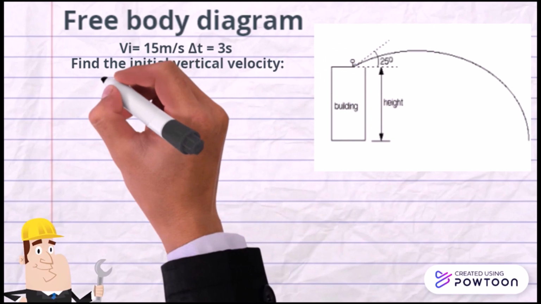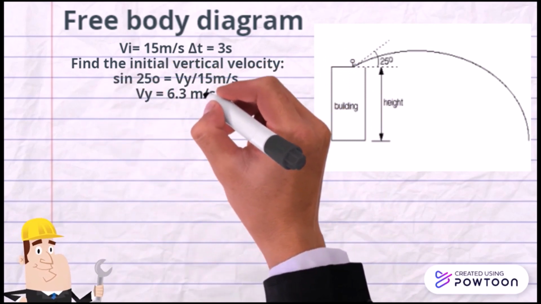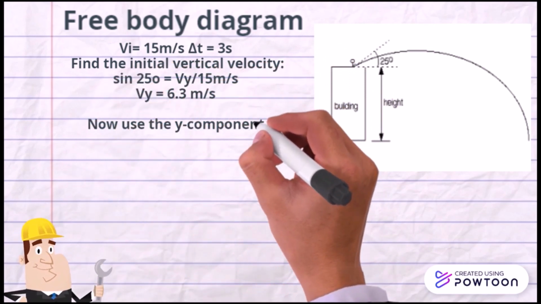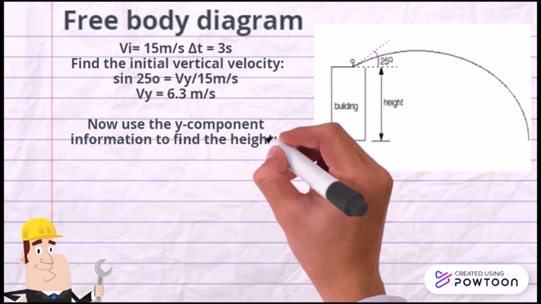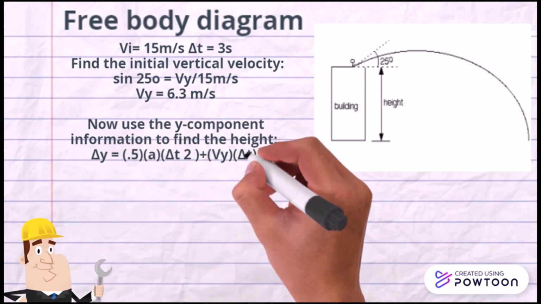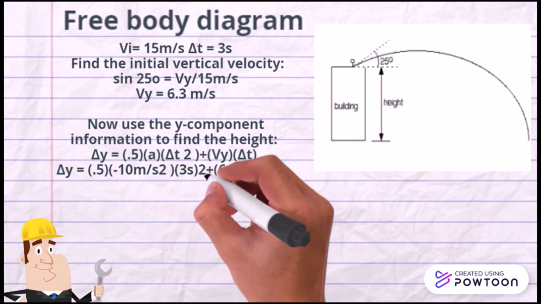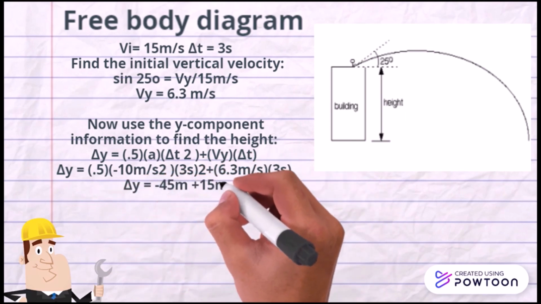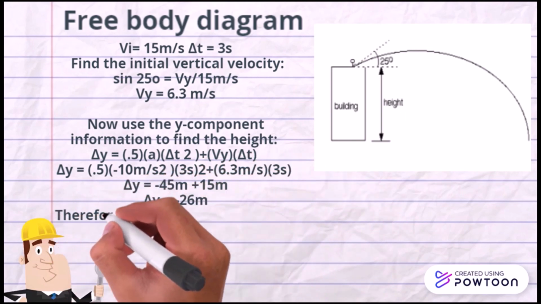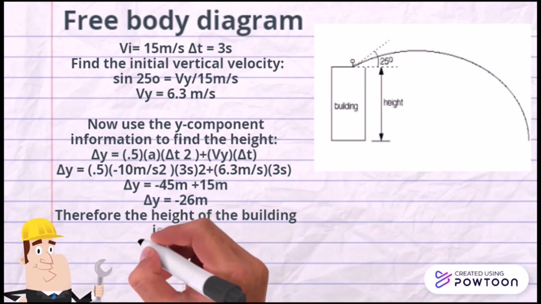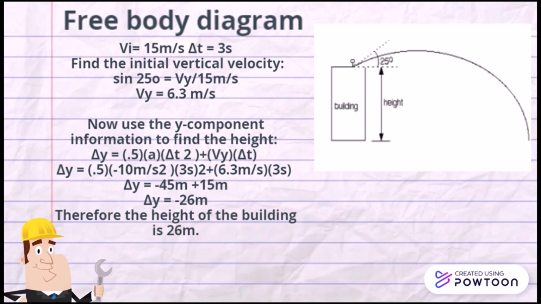Here is our example of free body diagram. As you see on the example, Vi is equal to 15 meters per second and delta t is equal to 3 seconds. These are all given in the problem. Then we will find the initial vertical velocity. Sine 25 degrees equals Vy over 15 meters per second. Vy is equal to 6.3.